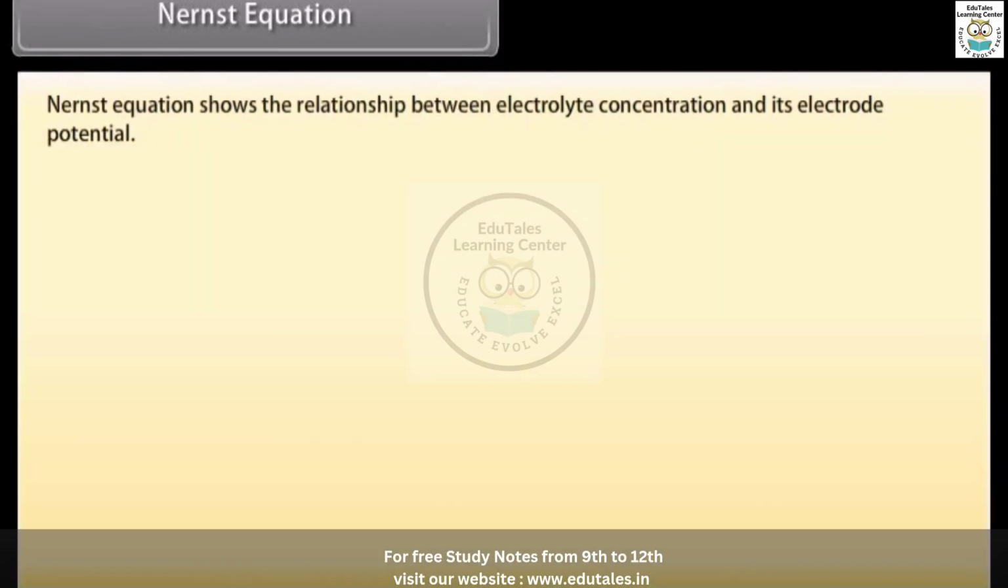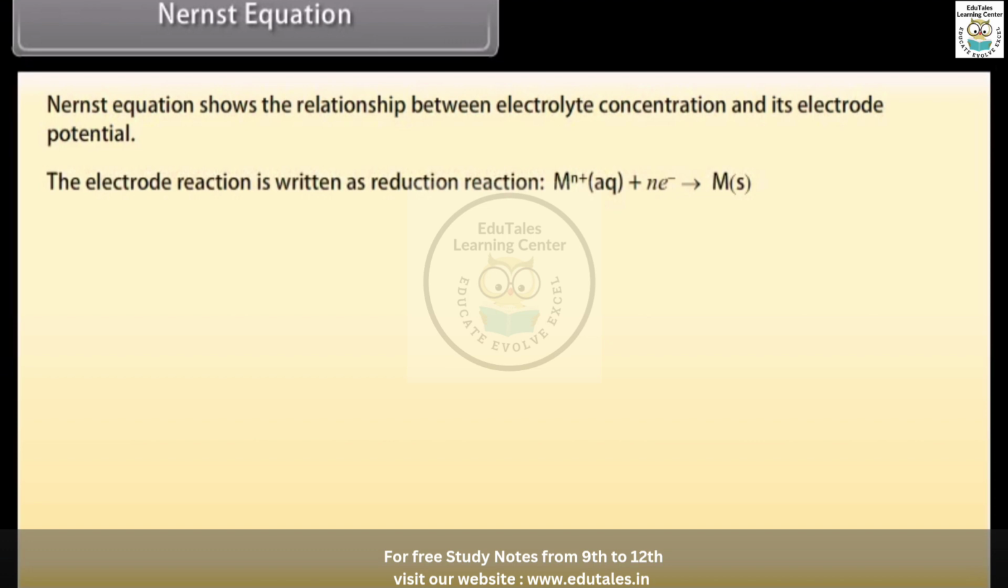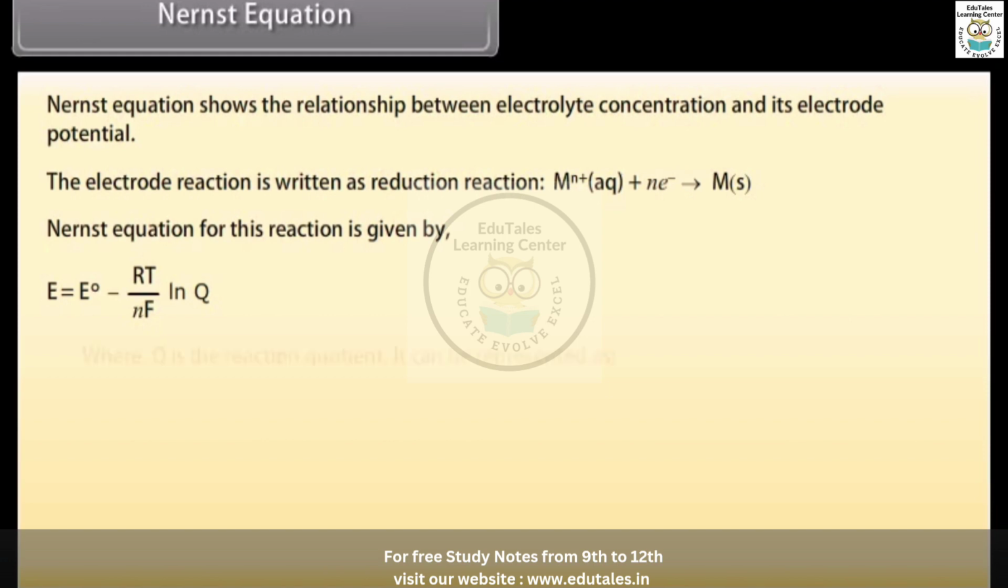Nernst equation. Nernst equation shows the relationship between electrolyte concentration and its electrode potential. The electrode reaction is written as reduction reaction. Nernst equation for this reaction is given by E is equal to E naught minus RT upon nF multiplied by natural log of Q, where Q is the reaction quotient.